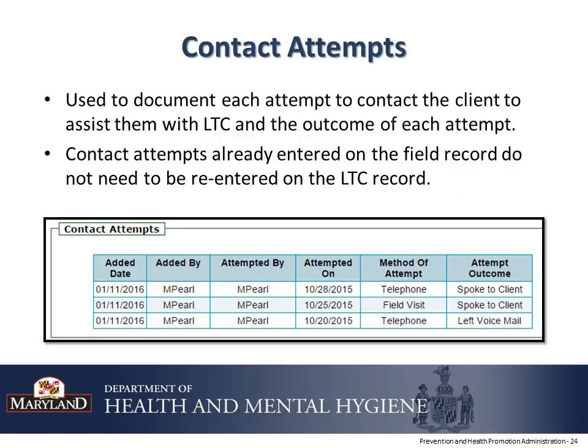And just like on the field record, there are also contact attempts on the linkage to care record, which I think is a new feature with this latest version of PRISM, and which you see when you're in edit mode. If you've already documented your contact attempts on the field record, you probably don't need to repeat that here. But if different people are doing different work, they can document their contact attempts in this separate place also.